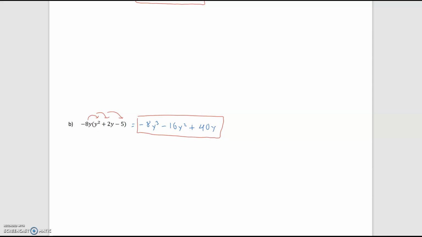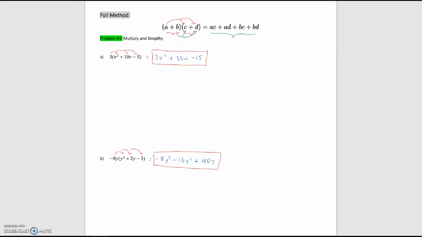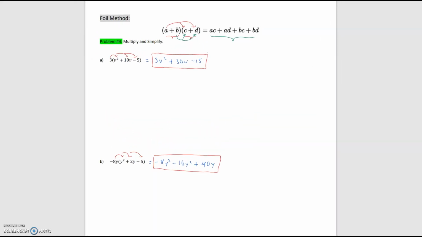And that's it for this one. Notice that the exponents on the y's increase, since technically y squared times y is y to the third, y times y is y squared. And then the last one didn't have a y, but with the multiplication, we end up with a y. That's it for B. In this case, we just have one term multiplying those two.